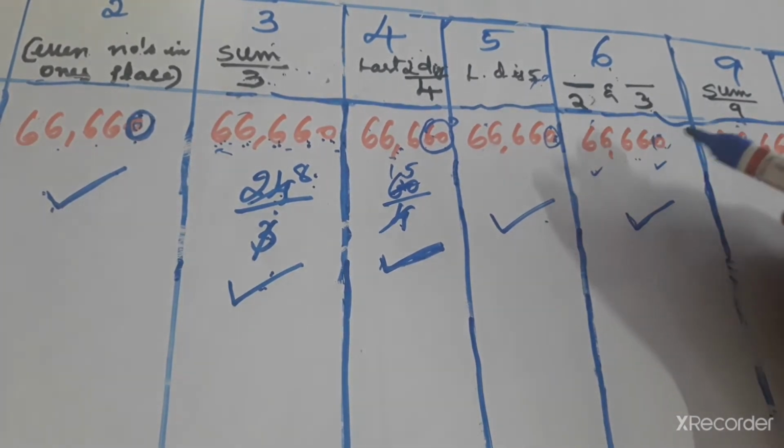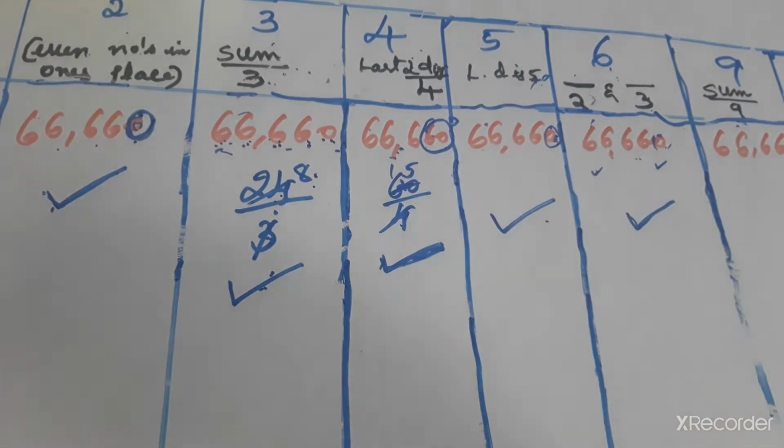2 and 3. The number is dividing by both 2 and 3. So we can say yes.